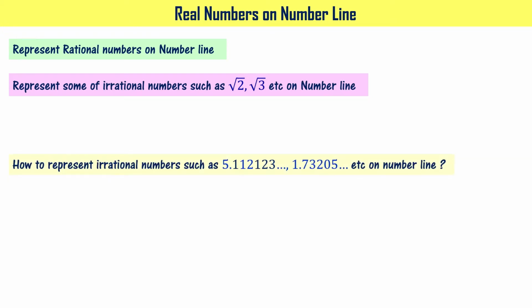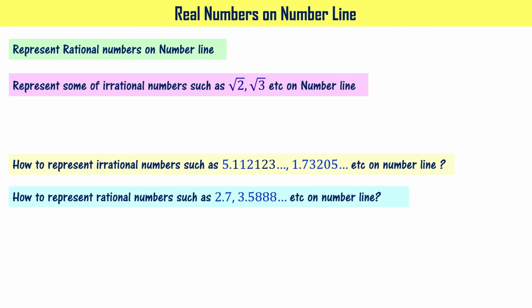Now the question is how to represent irrational numbers such as 5.1, 12, 123 and so on, or a number like 1.73205 and so on, etc. on the number line. Another question I have is how to represent rational numbers such as 2.7, 3.5888 and so on, etc. on the number line. These are two rational numbers expressed in their decimal form, right? This is a terminating decimal. This is a non-terminating but recurring decimal, right? Here these are non-terminating and non-recurring decimals. Now how do I represent these on the number line? That's what we want to learn.